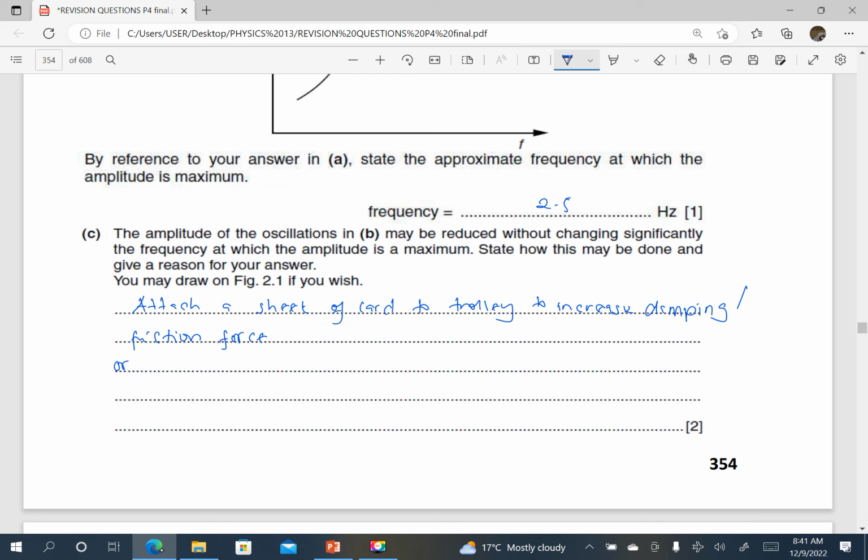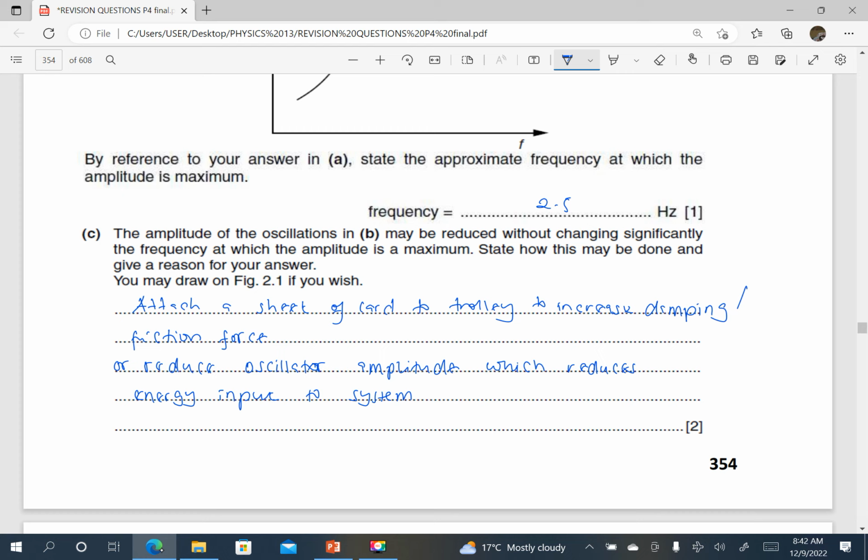Alternatively, you could also reduce the oscillator amplitude. Of course, when we reduce the oscillator amplitude, we are reducing the energy input to the system. So reduce the oscillator amplitude. When we reduce the oscillator amplitude, this reduces the energy input to the system.